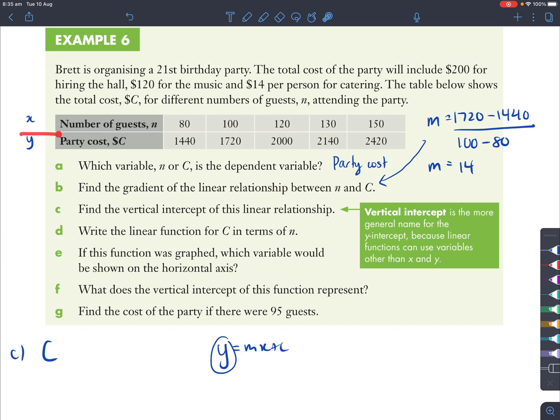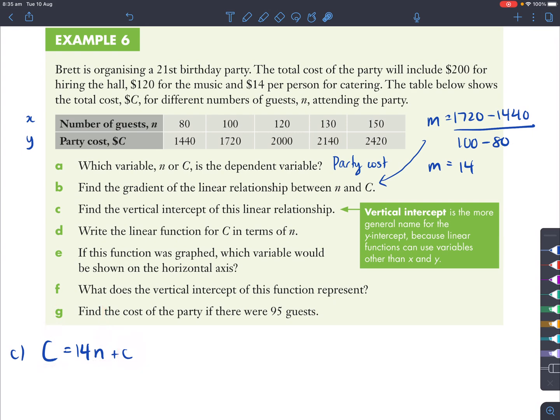Okay, right here. And we've got the m value, which is the number 14. And we've got the x value now, which is n. And then we have to plus the remaining c, which is our y-intercept. So there's big C and little c. Now, to actually find out what this c value is, you have to replace these two values by something. And these two values are basically a pair of values in the table.